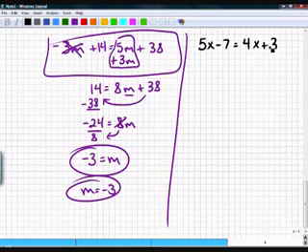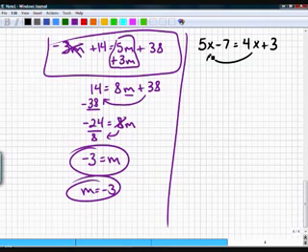You have 2 options here. You can either move your 5x's over here with a 4x. If you do, what does it become? Negative 5x, or minus 5x. Or you can move your 4x over here with a 5x. If you do, what does it become? Negative 4x.